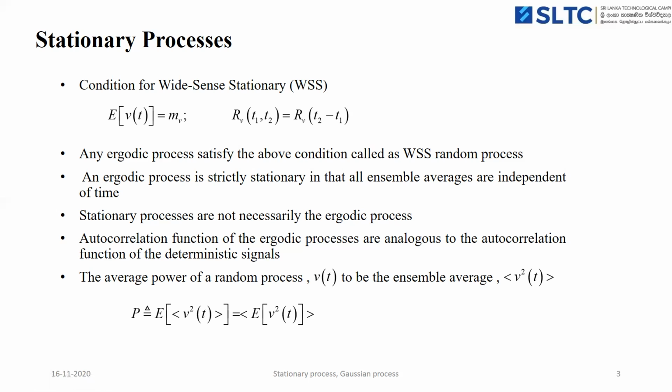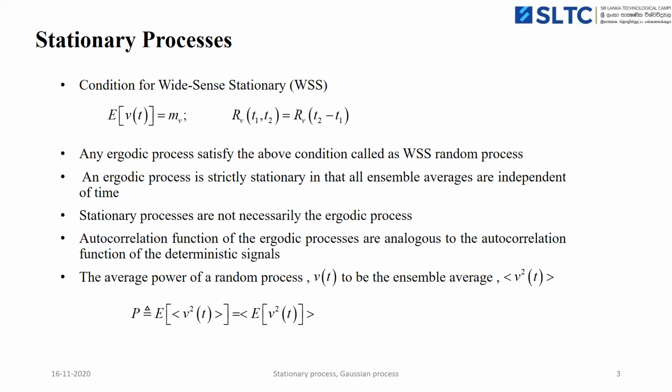the average of the square of the random process. So P is asymptotically equal to the expectation of the square of the ensemble, so expectation of v squared of t.